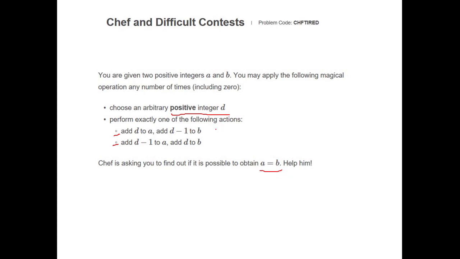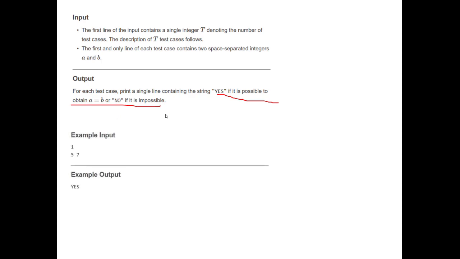Let's now look at the input. The first line contains T, denoting the number of test cases, and the next line contains a and b. Let's look at the output. We need to print a single line: yes if it is possible, and no if it is impossible. Now just look at the example they have provided. The value of t is 1, the value of a is 5, and the value of b is 7, and the output is yes.